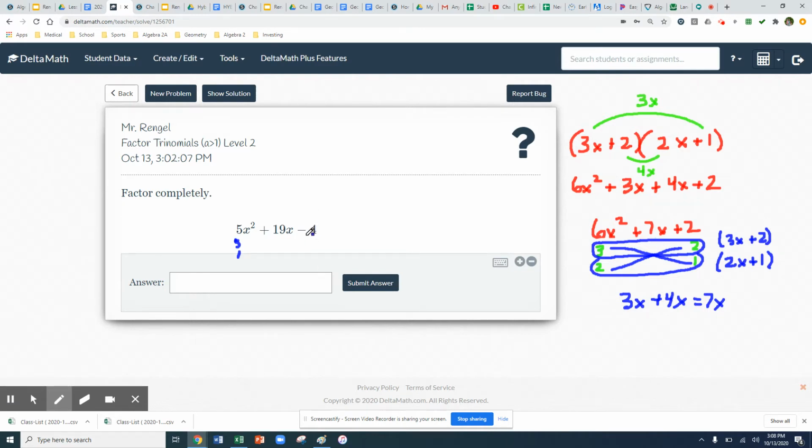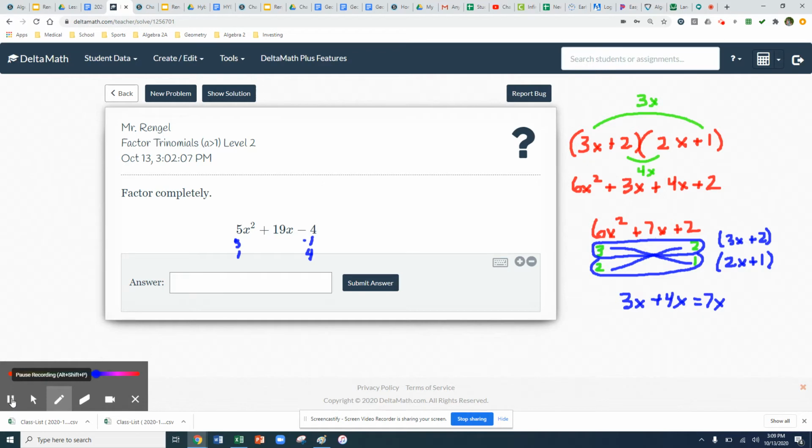Now looking at negative 4, I see using a factor of 4 because I need to somehow get to this 19. So I'm going to put the 4 diagonal from the 5 to get to 20, which is pretty close to 19. And then I'm going to put a negative 1 right here. So right now I'm testing the factors 5x minus 1 and then x plus 4.